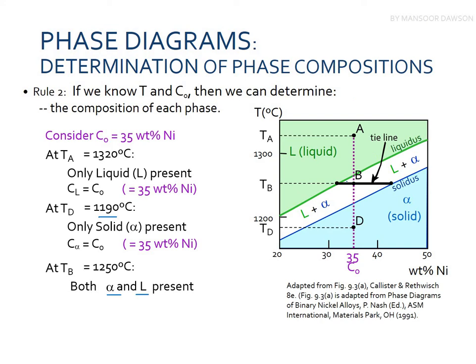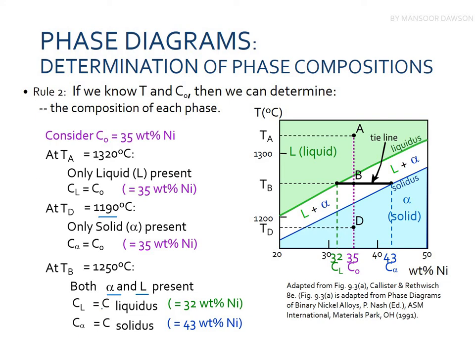So what we'll be doing is drawing a horizontal line from this point, point B, in which our composition is 35% and the temperature is 1250. We'll be drawing a tie line, which is a horizontal line perpendicular to this line, and which intersects the solidus and the liquidus line. By the tie line and from the lever rule, we'll be calculating the percentages of the liquid phase and the alpha phase present. Okay.